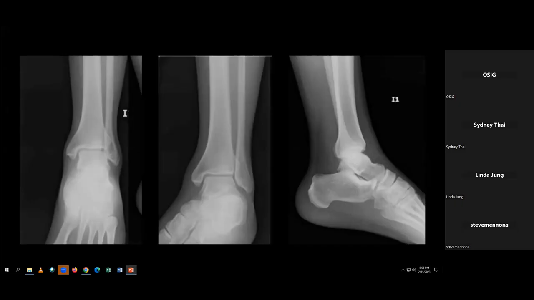So anyone want to tell me what views these are? The one all the way on the left is straight on. We call that an AP. Yep. The one in the middle is a little bit tilted, oblique. And the one on the right is on the side, lateral, right?